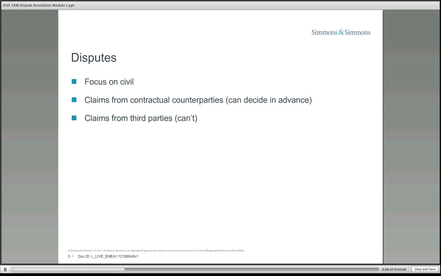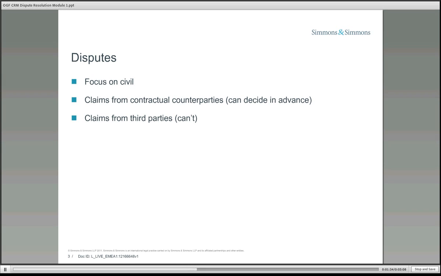Now, firstly, let's think about what we mean by disputes. Obviously, disputes come in a variety of shapes and sizes, and there are criminal disputes. So you can end up in a dispute with the criminal authorities or with regulators. For instance, in cartel claims, a lot of regulators have criminal powers. The FCPA is very active in this area, and it is something which people need to consider in oil and gas, and of course there are a wide variety of criminal offences which can be committed in this field.